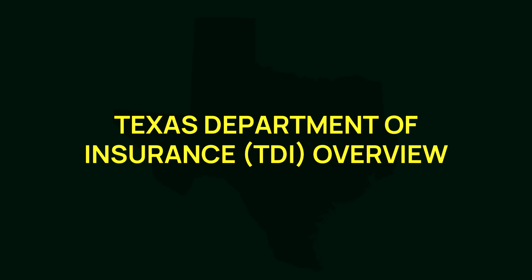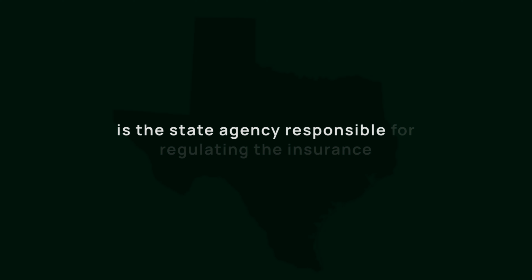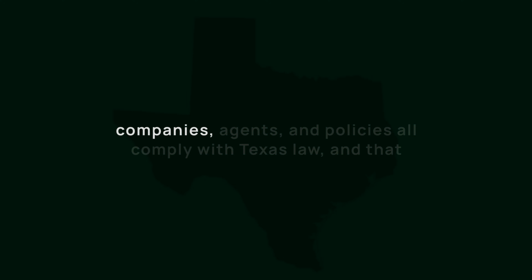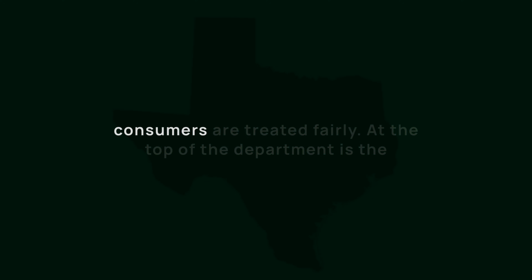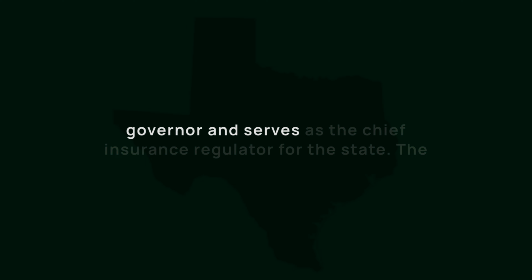Texas Department of Insurance, TDI Overview. The Texas Department of Insurance, often called the TDI, is the state agency responsible for regulating the insurance industry in Texas. Its main job is to make sure insurance companies, agents, and policies all comply with Texas law, and that consumers are treated fairly. At the top of the department is the Commissioner of Insurance. In Texas, the Commissioner is appointed by the governor and serves as the chief insurance regulator for the state.